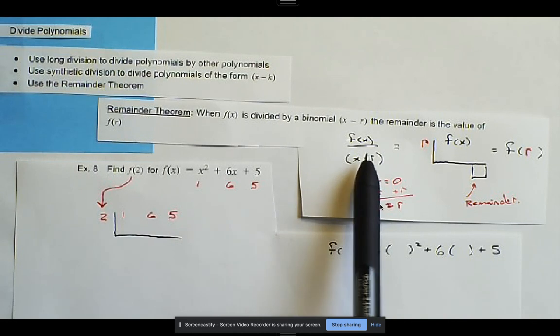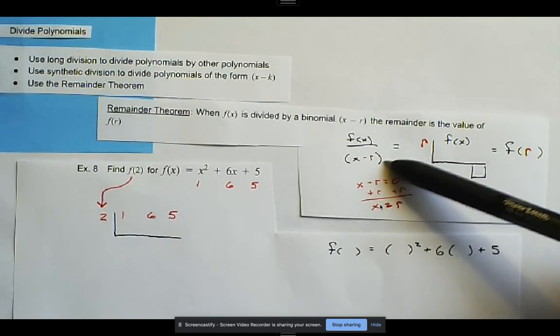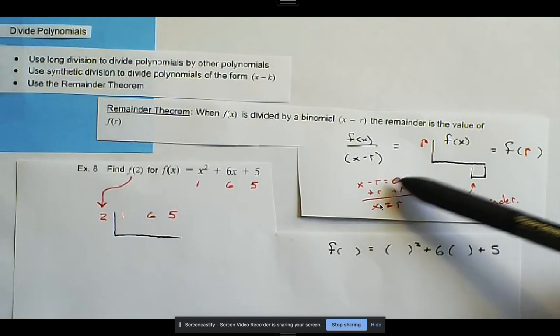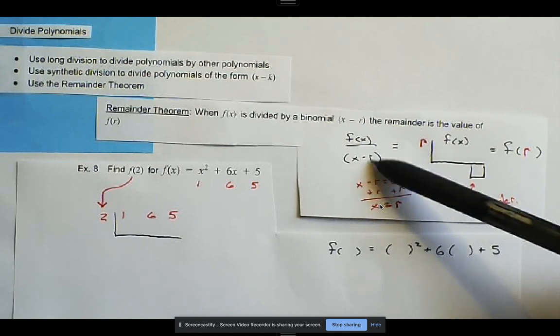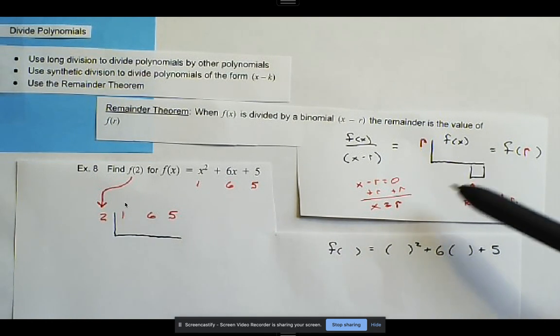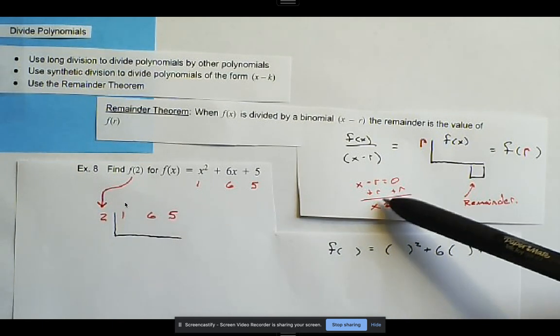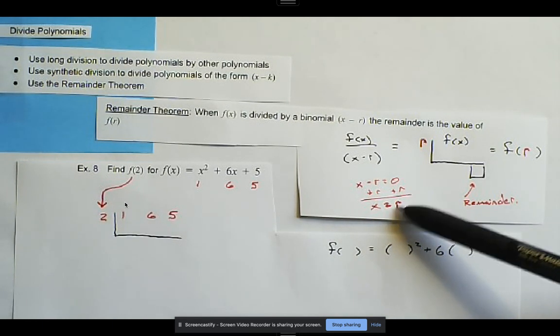So if we look over here, we have some function, some polynomial f of x, divided by a binomial x minus r. Remember, we use the zero product property to figure out what the zero would be. And so we solve that. x minus r equals 0. Add r to both sides. x is equal to r.